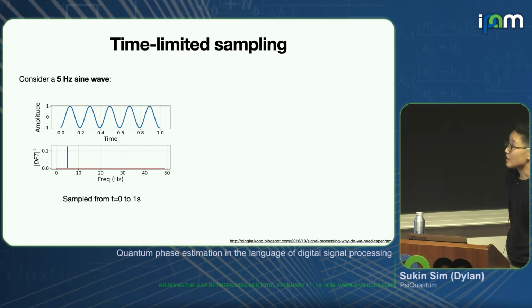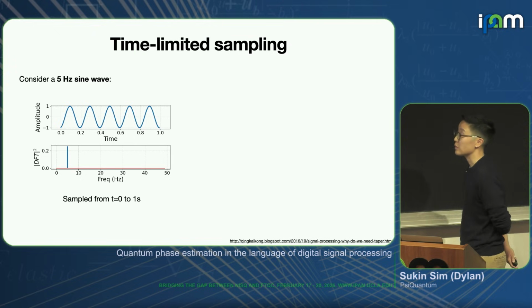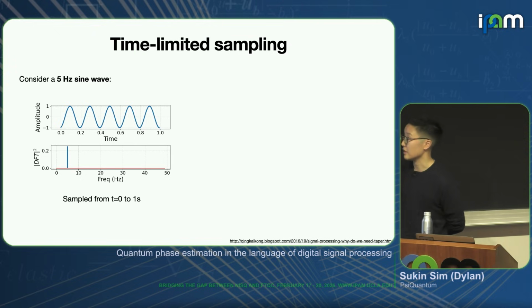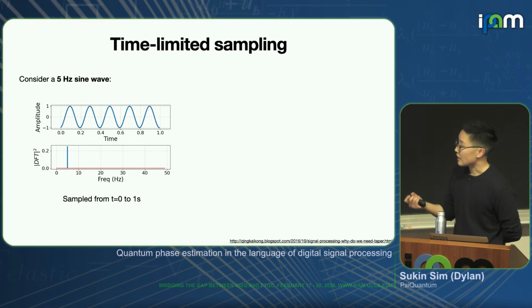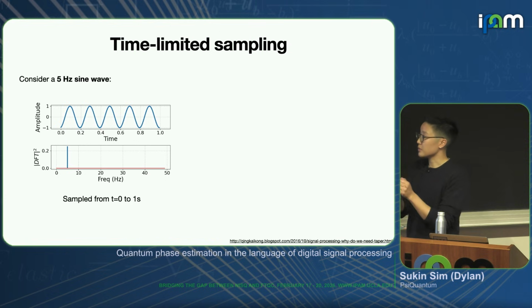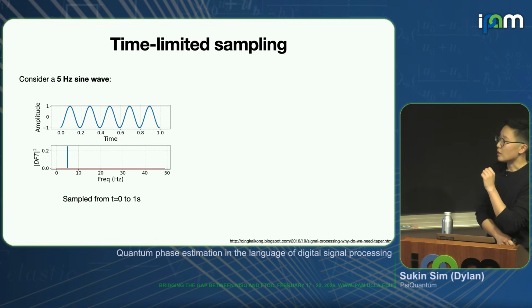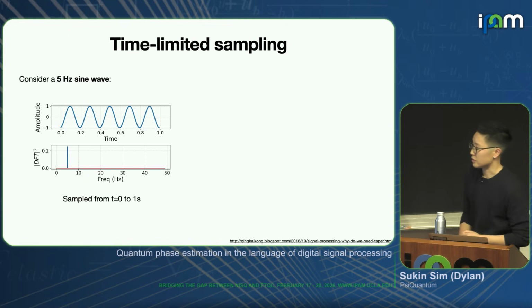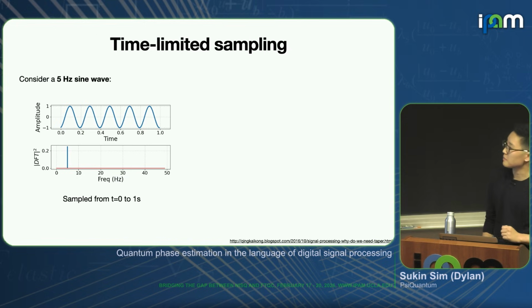And to understand that, we can turn back to the classical signal processing sense, where we have a notion of time-limited sampling of a signal. So consider a sine wave that's sampled at 5 hertz, or 5 cycles per second, and we're sampling from 0 to 1 second. If we apply DFT and look at the power spectrum, we see a nice clean peak at around 5 hertz, which is what we expect.